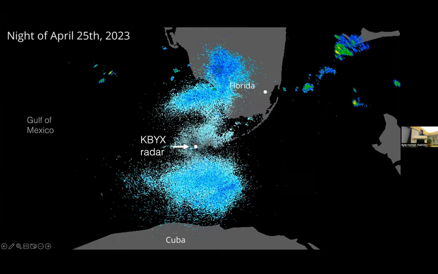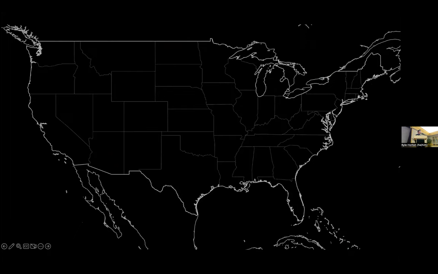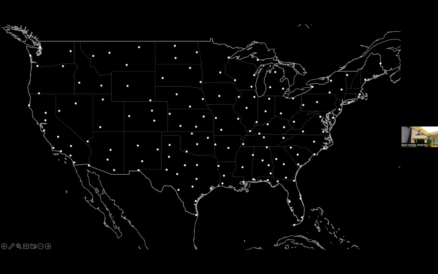Okay, so that is one site. Across the US, we have a system of radars just like that. At each one of these white dots sits a NEXRAD radar. I'll tell you what that means in just a second. Every 5 to 10 minutes, we get new data coming in at every one of these sites, and they're all freely accessible, and they go back almost 2.5 decades now. So this is what the data look like in their raw form.